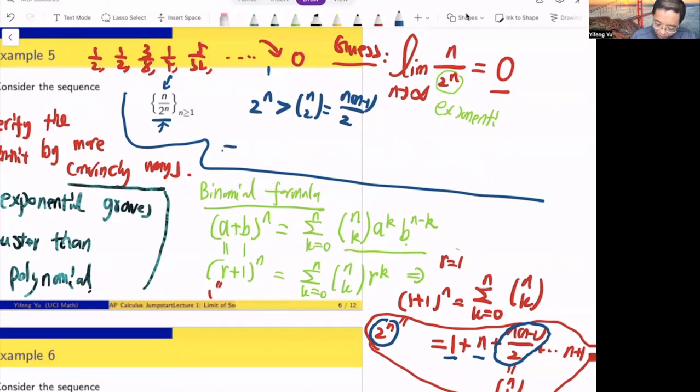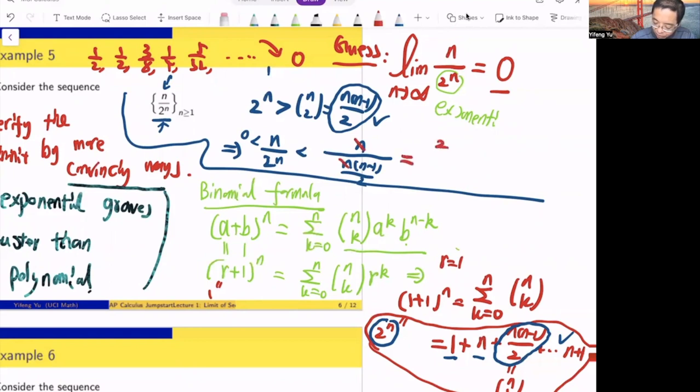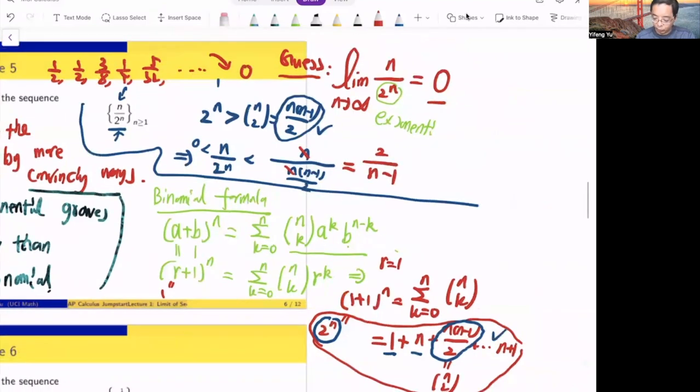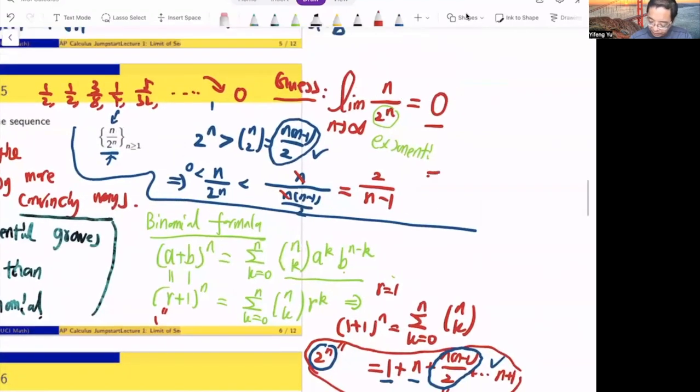Well, if this is true, we agree this is true just from this binomial formula. And then I will have n over two to the n, which of course is always positive, but meanwhile it's less than n. I replace two to the n by this guy, so it's less than n over n times n minus one over two. Let's simplify this. n cancels with this, and we get two over n minus one. All right, so what we got here is n over 2 to the n is less than 2 over n minus 1. Meanwhile, of course, this guy is always positive.